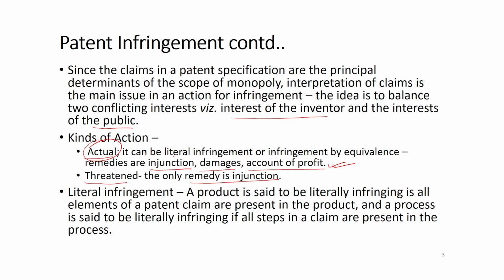Actual infringement can be of two kinds: literal infringement, and second, infringement by equivalence. So the first kind of actual infringement is literal infringement. The second kind of actual infringement is infringement by equivalence. Let us understand these two.